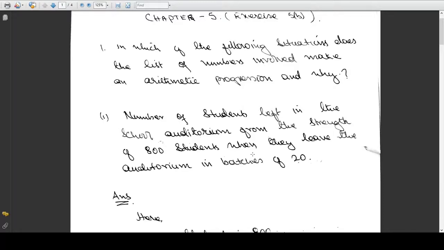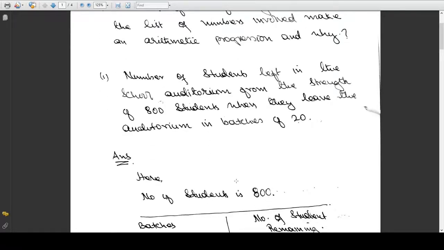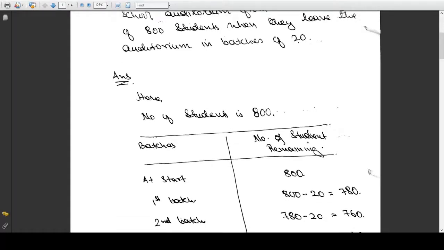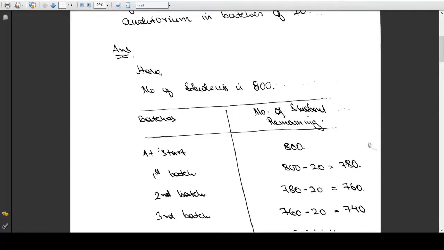Now in answer for this, here the number of students is 800. Let us write this whole situation in the form of a table. Here in the first column we'll write the batches, and in the second column we'll write the number of students remaining.